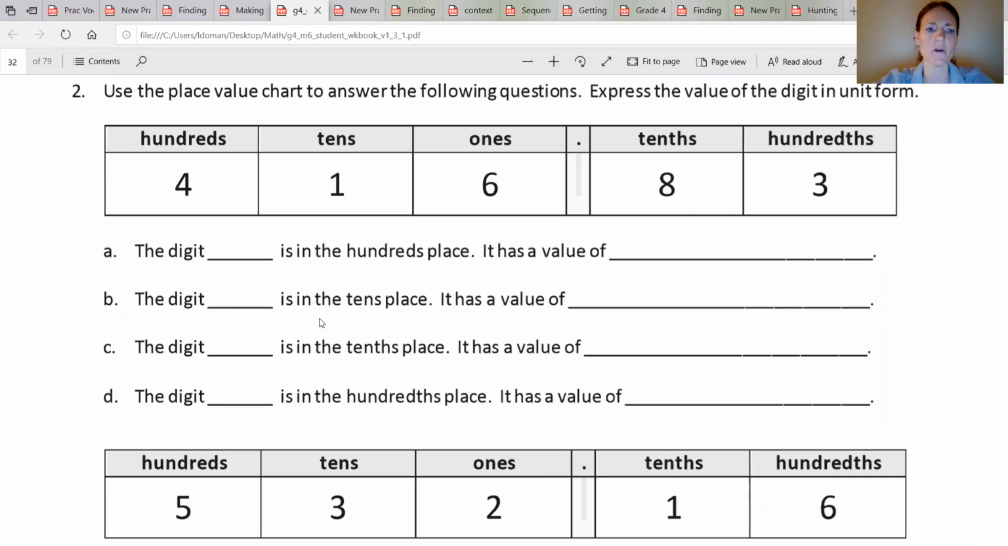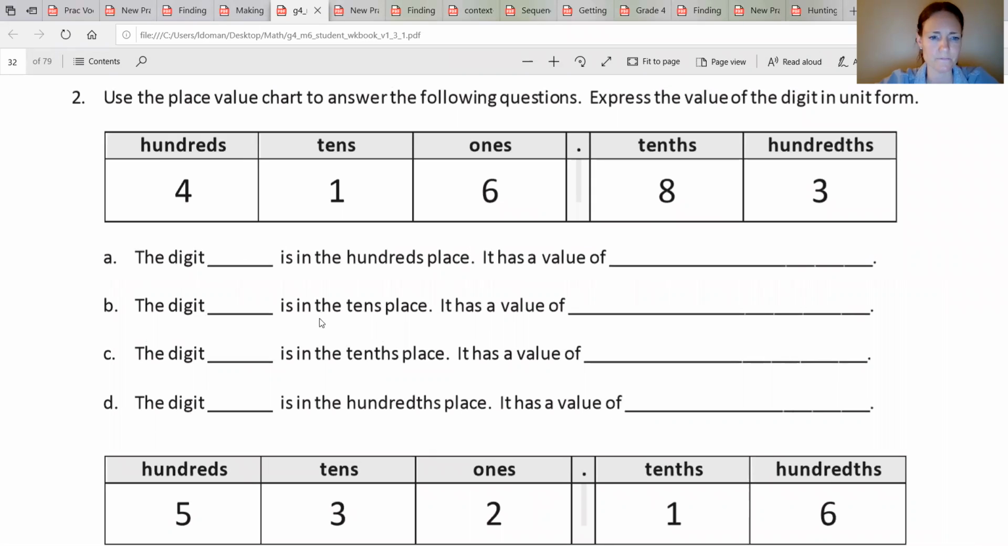Okay, so for the second part, we are going to be using the place value chart to answer our questions. I'm going to go ahead and start with letter A. So it says the digit blank is in the hundreds place. Okay, so I see here it says hundreds place. So all I'm going to do is use my chart, find where it says hundreds, here it is, and see what digit it is. I see that it's a 4. So I'm going to go ahead and write the digit 4 is in the hundreds place, and it has a value of 400.